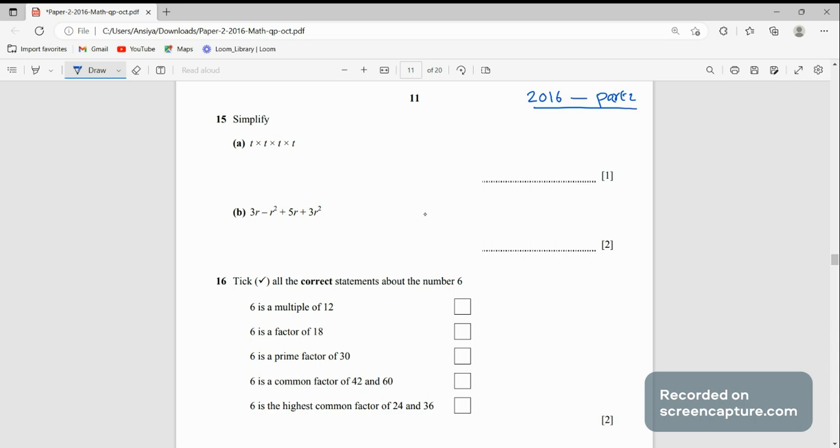So question 15, simplify. So what is given? We need to simplify and write. It is t times t times t times t. So it is 4 times. We can simply write t power 4. That's it. Second question, 3r minus r square plus 5r plus 3r square.